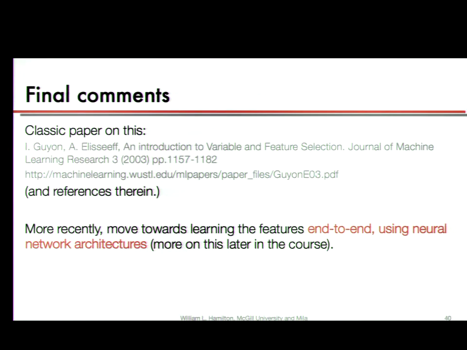And if people are interested in a bit more discussion of this, and especially a classic discussion of this, I have a link to this paper here. It's a very classic machine learning paper discussing variable and feature selection. And as I mentioned a few times throughout this lecture, some of these things, in particular the subset selection work, is not really in vogue anymore as much.